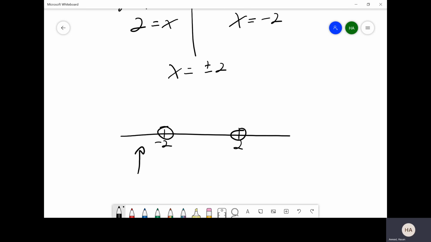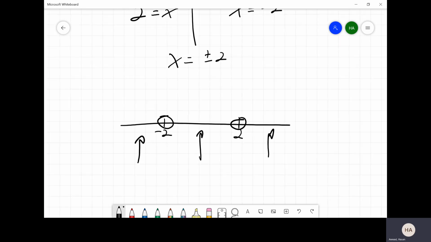So now we have 3 points that we have to test: 1, 2, and 3. And for these, we have to pick test points. Of course, I love to pick the easy points. So negative 3, 0, and 3. Feel free to pick any point in those intervals, as long as you're not picking the actual points that make it 0, such as negative 2 and 2, you should be fine.